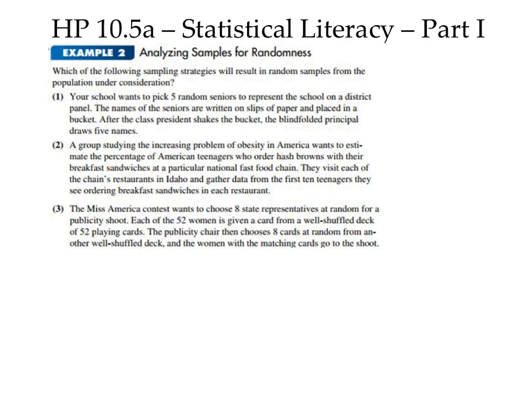And finally, number 3, the Miss America contest wants to choose 8 state representatives at random for a publicity shoot. Each of the 52 women is given a card from a well-shuffled deck. The publicity chair then chooses 8 cards at random from another well-shuffled deck, and the women with the matching cards go to the shoot. Is that random? Yes, this one really is random. Notice that this method is quite carefully designed, but that's not usually necessary for attaining randomness. We will return to this point at the end of this section.